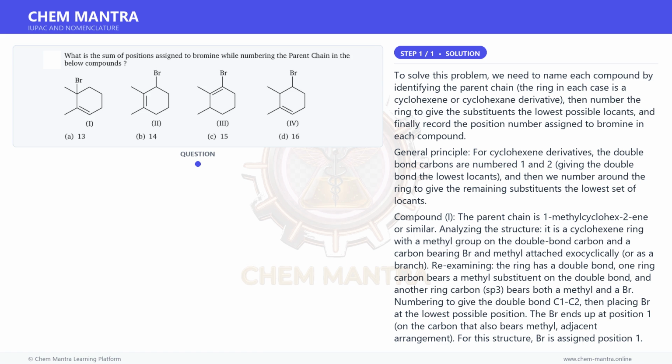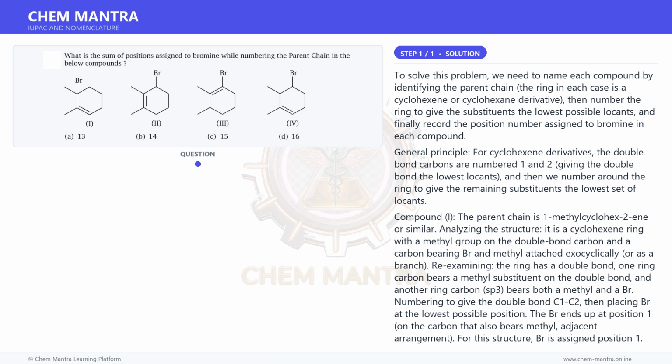Compound 4, the ring has a double bond. Br is on an sp3 carbon adjacent to the double bond, with methyls on the double bond carbons. Numbering to minimize locants places Br at position 6. Summing the bromine positions, using the correct IUPAC numbering for each.